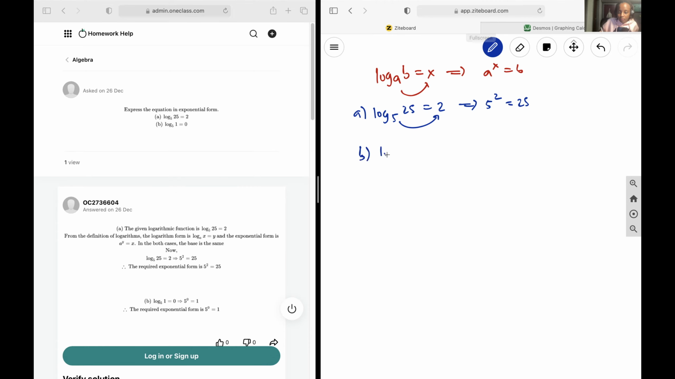For our next one, we have log base 5 of 1 is equal to 0. 5 comes and wears 0 as a hat. This becomes 5 to the 0 is equal to 1. This is true because of the 0 exponent rule.